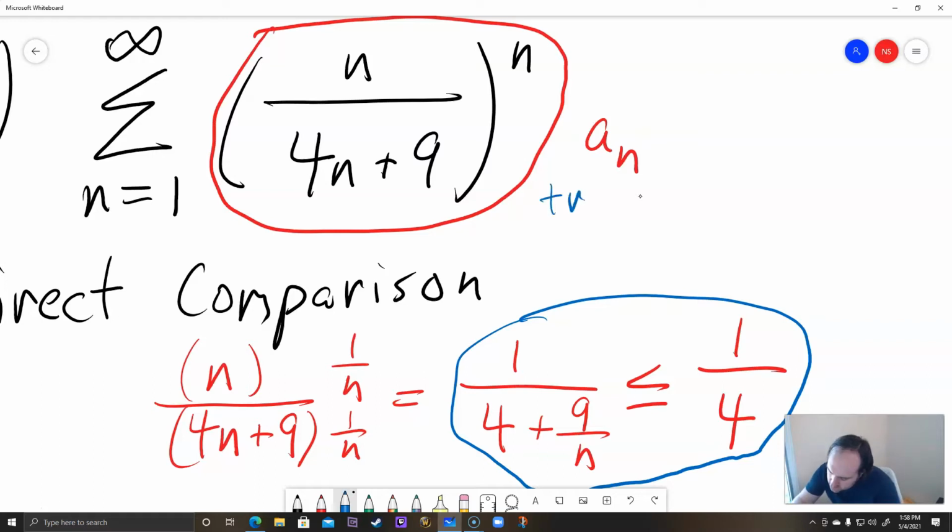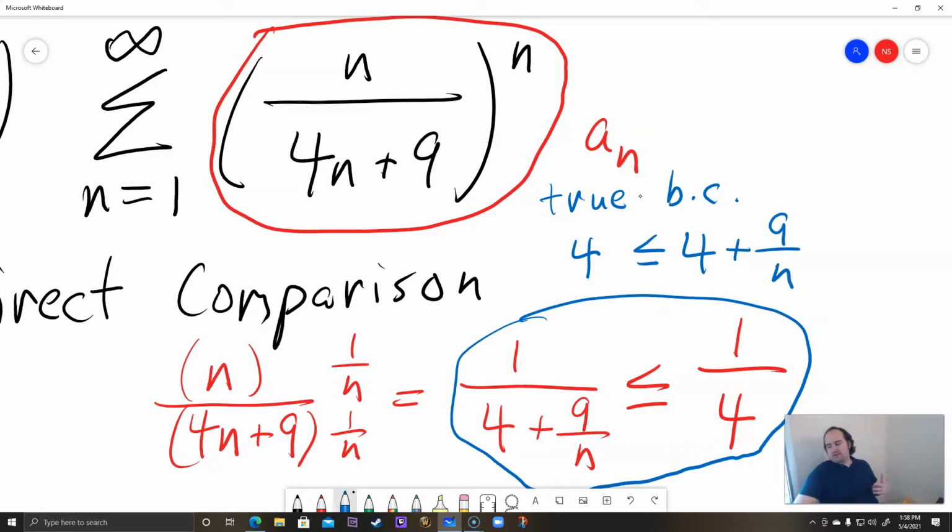So this right here is true because we know that 4 is less than or equal to 4 plus 9 over n. So if you divide both sides by 4 plus 9 over n, and you divide both sides by 4, in other words, you take the reciprocal, just like we did on the earlier problems, then that means you're going to have 1 over 4 plus 9 over n is less than or equal to 1/4.